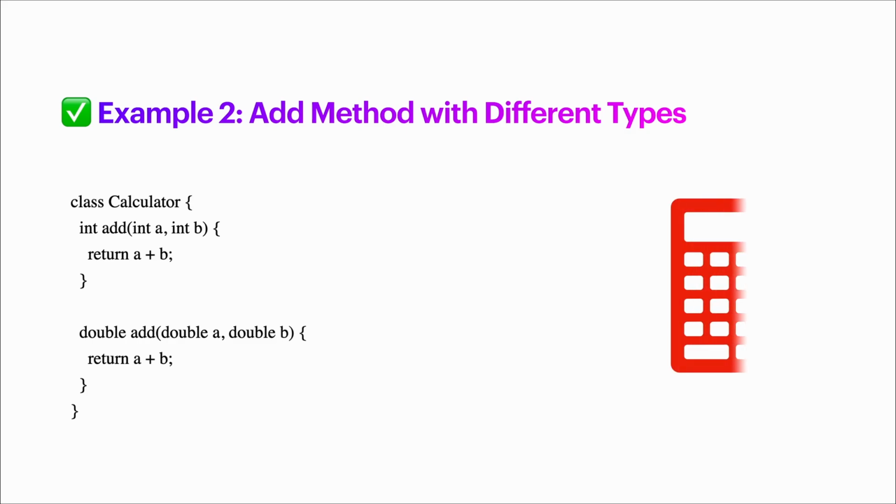Now example two, an add method with different types. What do I mean? If you go with a calculator app, you have class Calculator, with int add, int a, int b. So int is the return type of the method, and the name of the method is add. The parameters are a and b, both integers. Note we are returning something, that's why we're not using void. We're using int, returning the sum of a and b. When you add a and b, the result should be an integer.